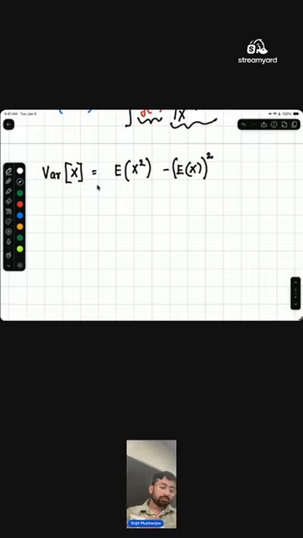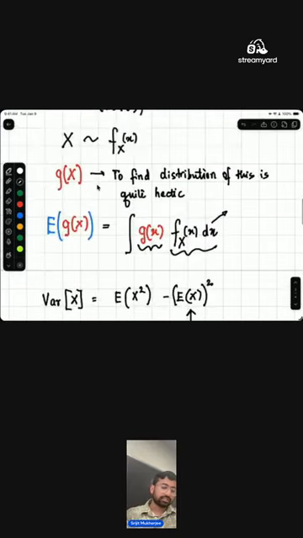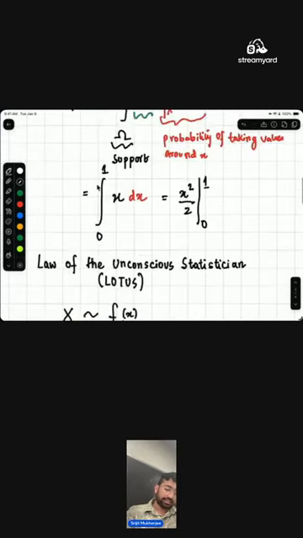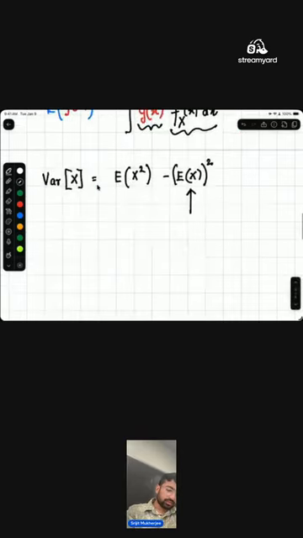Now, using the law of the unconscious statistician, we already calculated the expectation. We have seen how to calculate the expectation. We have got it to be half. So this is half squared.